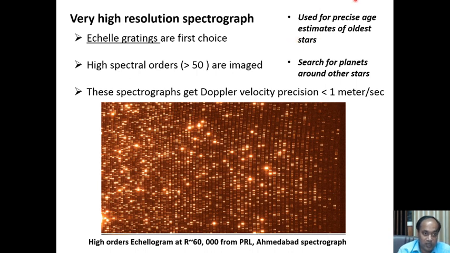This is what you call galactic archaeology. You want to know how old the stars are, and this is also used to search for planets around other stars. If you have a planet, it wobbles the sun, or whatever the parent star is, and that wobble is very small, of the order of a few centimeters per second or meters per second. That is the velocity of the wobble, and that's why you want to detect it. So this is a very useful application of very high resolution spectrographs, to detect planets around stars.